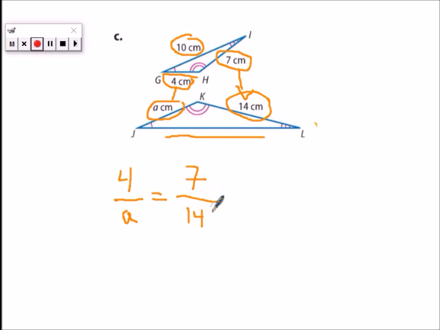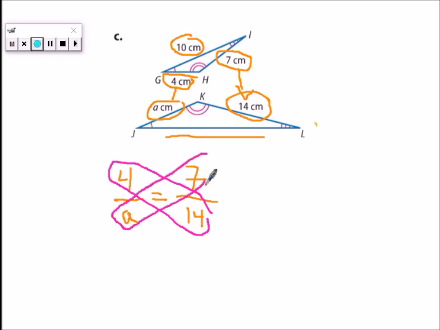Again, it would help to simplify that. If I simplify this, it should give me 1/2. That gives you an understanding as to what A would be. But again, if you do not see it, we're going to cross multiply. Okay. 4 times 14 gives me the same as 7 times A.